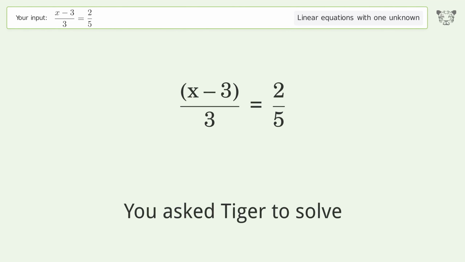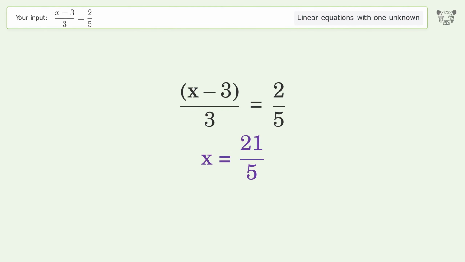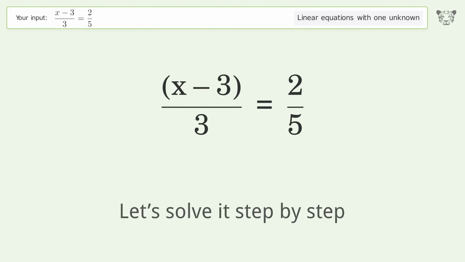You ask Tiger to solve. This deals with linear equations with one unknown. The final result is x equals 21/5. Let's solve it step by step.